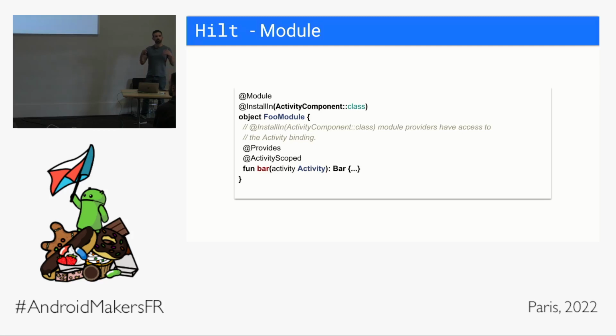And if you used Dagger before, all the Dagger annotations like qualifiers, multi-binding, and so on still work with Dagger Hilt, so you can really use this with Dagger Hilt.